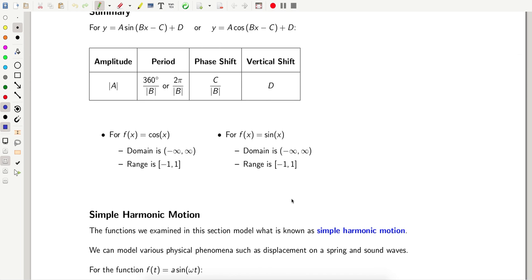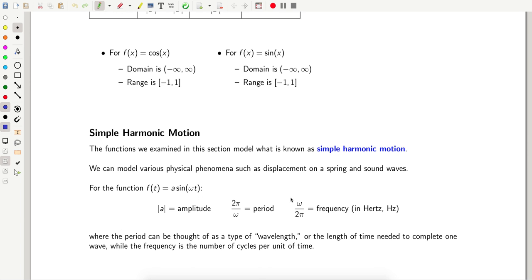All right, so I also want to talk about a concept known as simple harmonic motion. It's a bit of an application of what we've talked about in this section. We can model various physical phenomena such as displacement on a spring, sound waves, or waves on the electromagnetic spectrum. We're going to use the sine one for this.